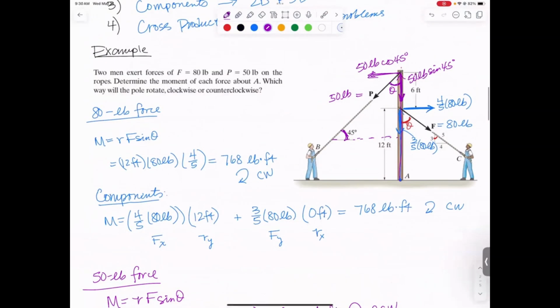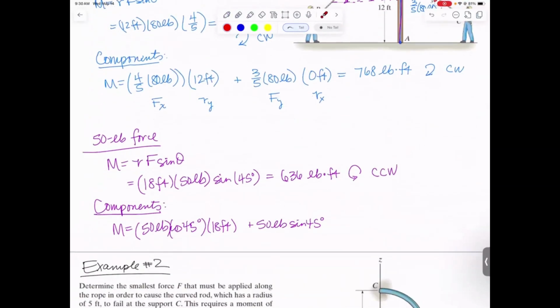But do you remember what we said before? This one is pointed straight down at point A. That means it goes right through point A. There's no distance, so the distance is 0. So we get the same answer, 636 pound-feet counterclockwise.